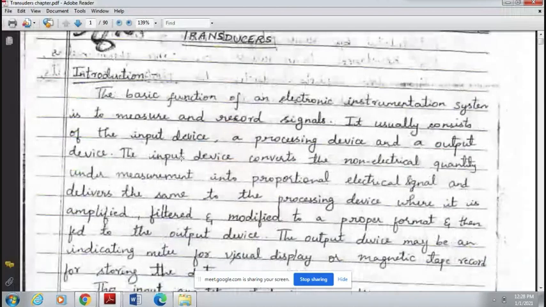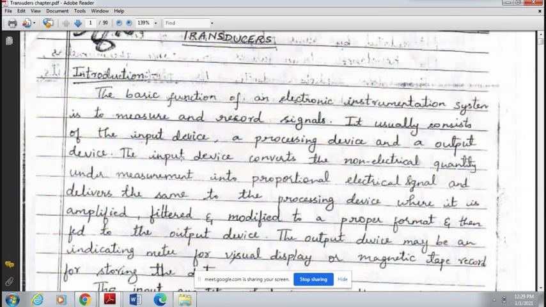Okay, so the next topic is transducers. Can you tell me what is a transducer? Where have you seen transducers? Ma'am, a transducer is a device which converts one form of energy into another form. Very good. A transducer is a device which converts one form of energy to another form of energy.